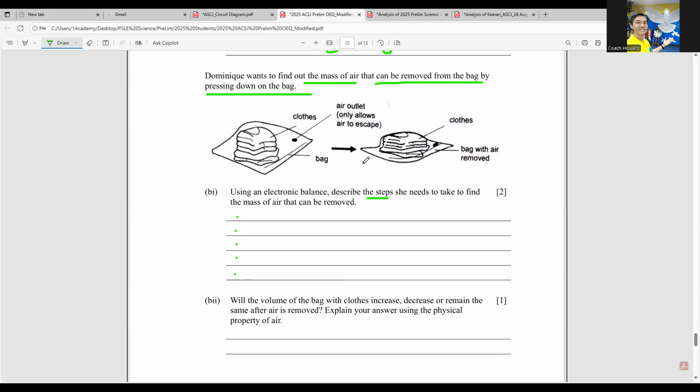Okay. So firstly, she measures the mass of the clothes with the bag with the air inside. Step number 2, remove the air. Step number 3, measure the mass of the bag with the clothes without the air. And then thirdly, calculate the difference.